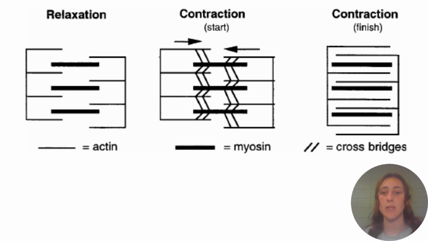After this process is complete, the muscle will relax again and return to looking like the leftmost diagram, so the process can repeat when a new signal is sent through the neuromuscular junction.